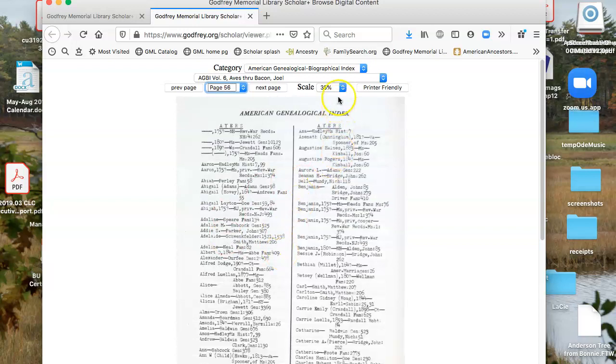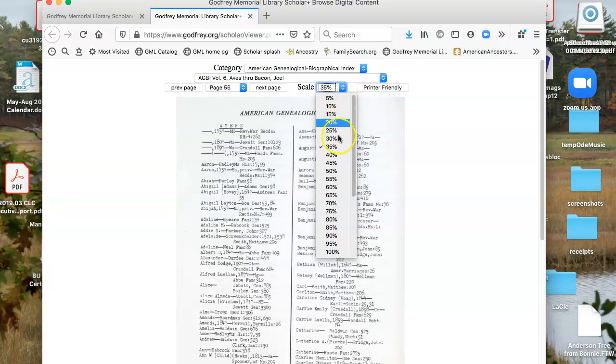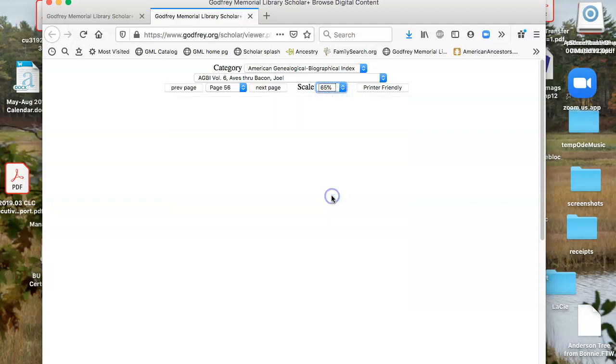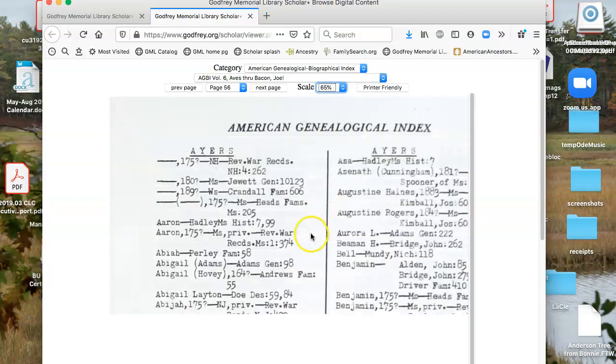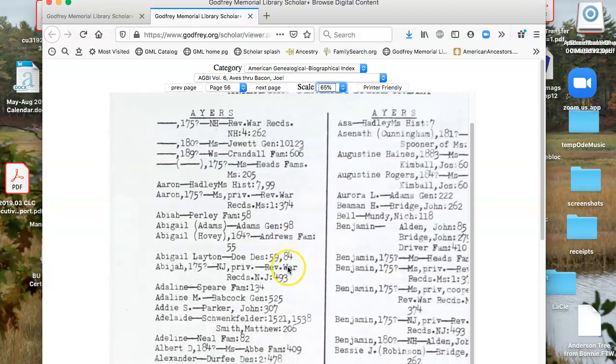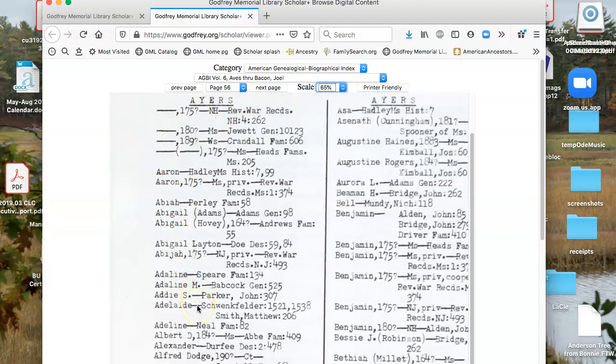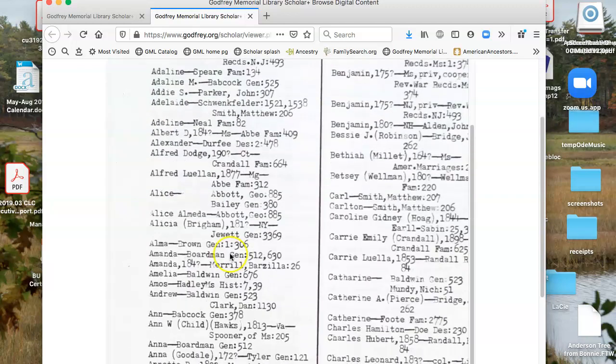Okay, and I don't know about you, but my eyes are getting old and tired, so I can increase the size of this. There, that's a little easier to work with. So here are all the people with the last name Ayers, and here are their first names listed. So I want Carrie.